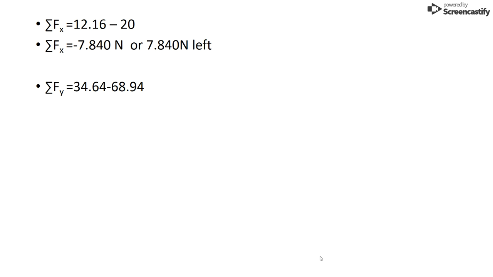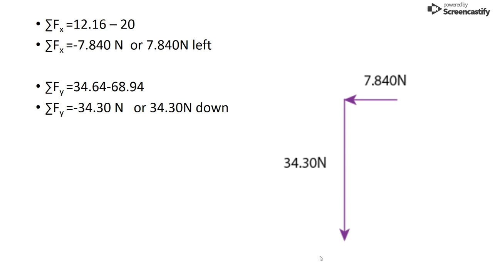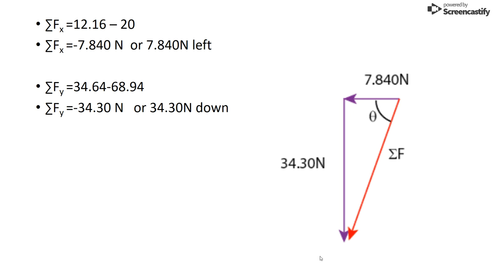Y similarly is 34.64 newtons minus the downward force of 68.94 newtons. That gives us a net force of negative 34.30 newtons, which is the same as 34.30 newtons down. So I'm going to draw this out. We have 7.84 newtons to the left and 34.30 newtons down. I'm going to add then the hypotenuse to this, and that hypotenuse represents the net force, which might also be called the resultant force.